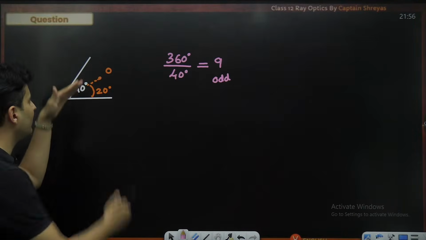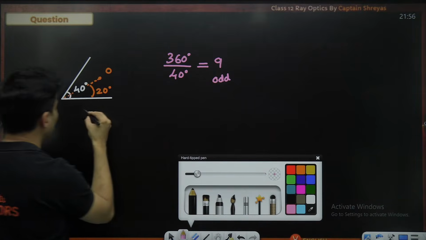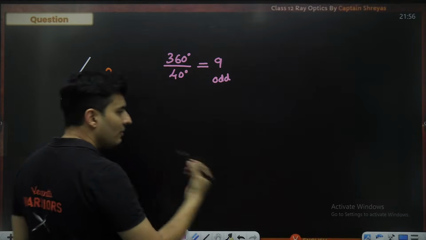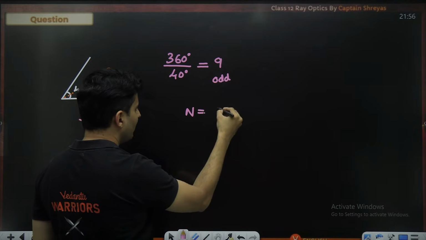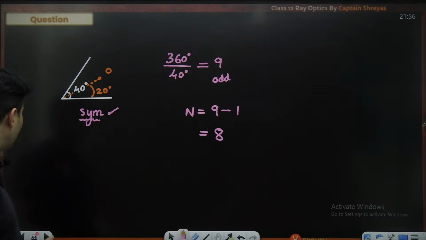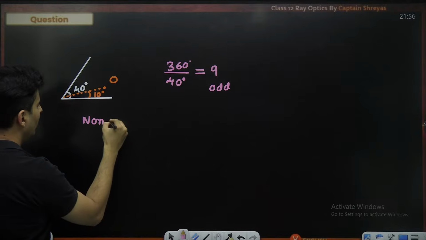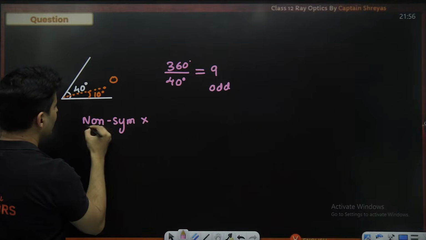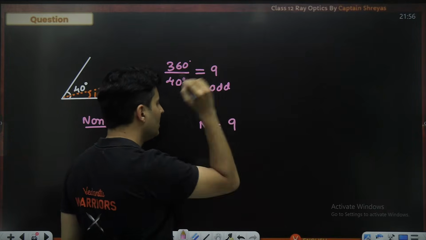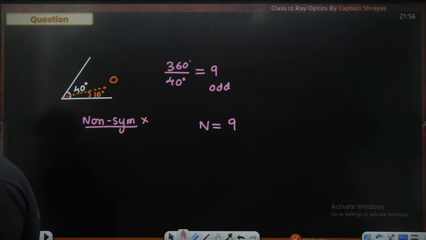As you can see, 20 degrees is exactly the middle of 40 degrees. So this is a symmetrical scenario. Symmetry is definitely there. So whenever there is symmetry, the number of images will be whatever answer you got, minus 1. So in this case, it will be 8. But in this case, this is 10, this is 30. So it is non-symmetric. That symmetry is not there. So the number of images will be 360 by theta only. So the answer will be just 9. Is this clear?